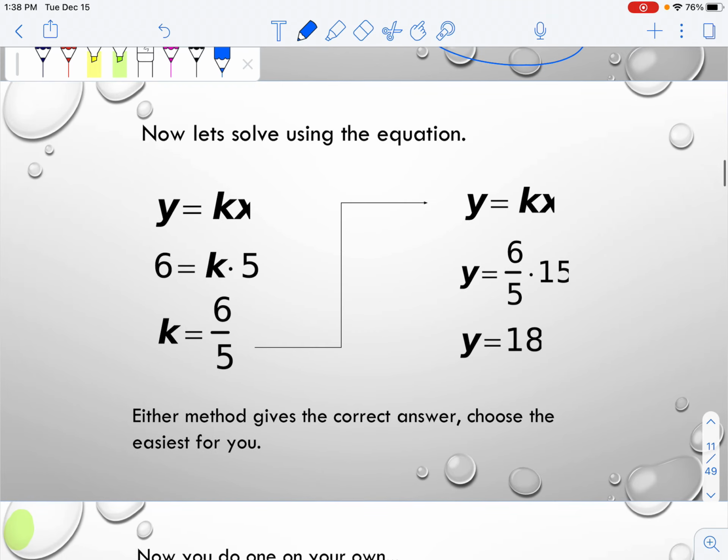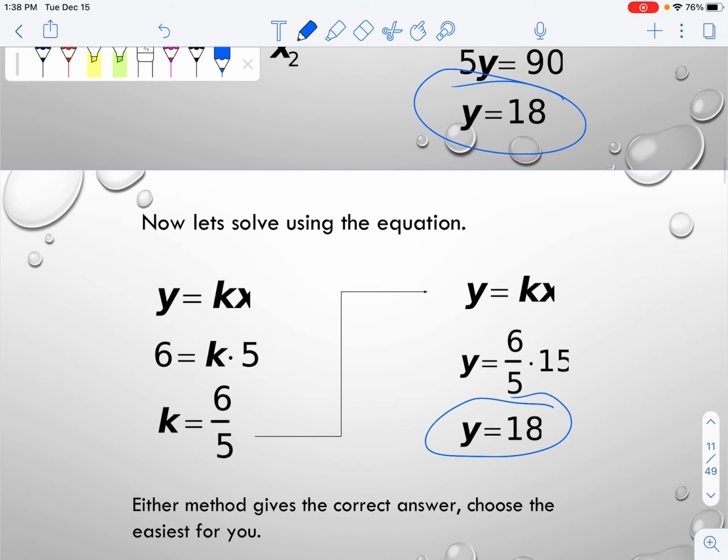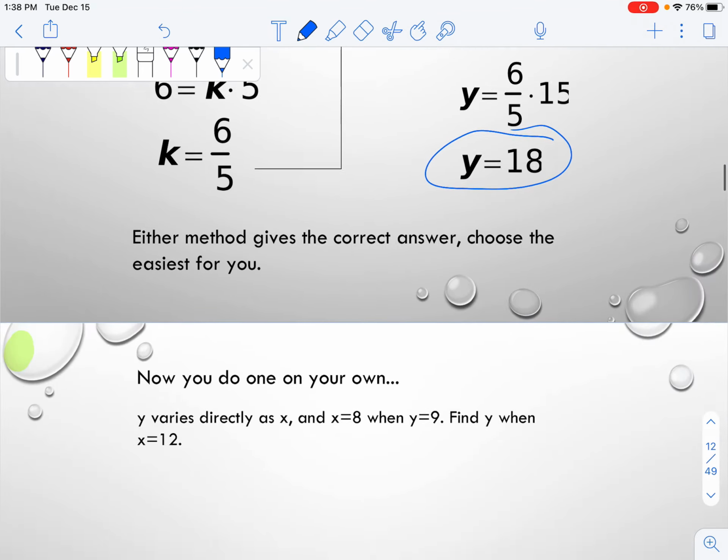If we do it the other way, the first way, substitute in, solve for k, plug k back in, plug in what you know, you still get 18 both times. So there's work you can look through.